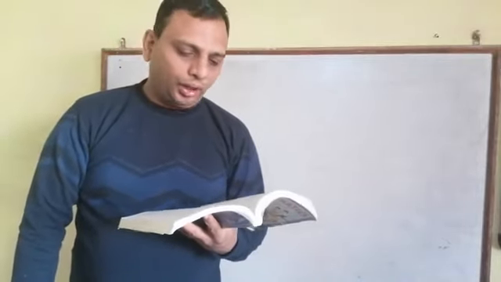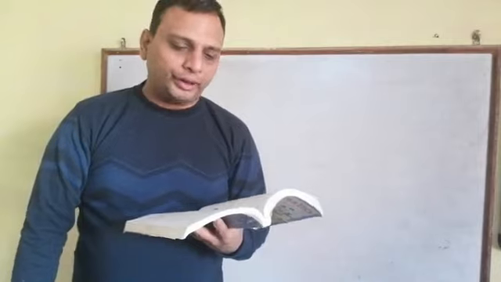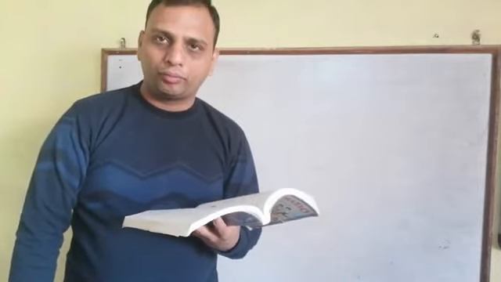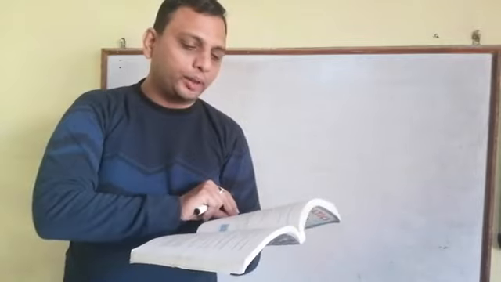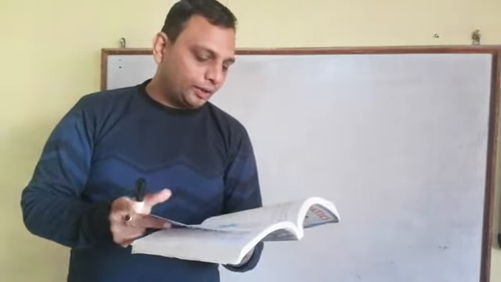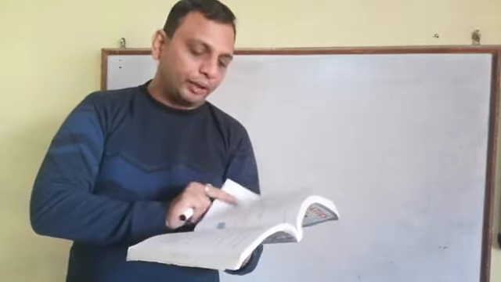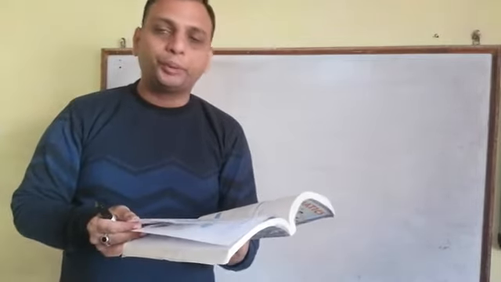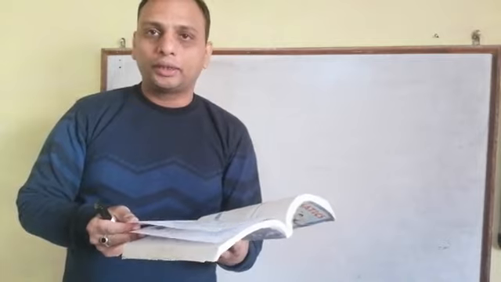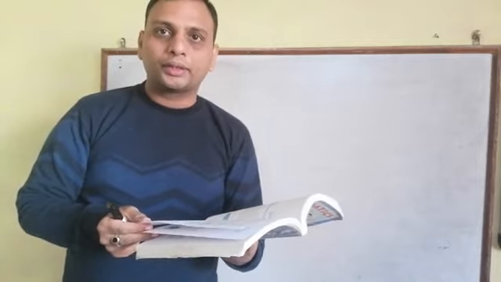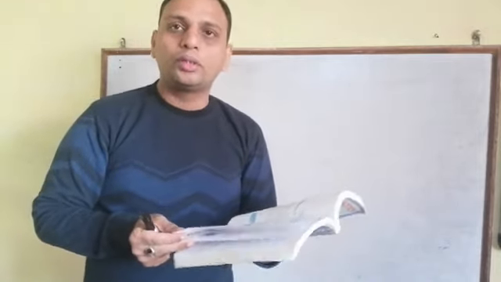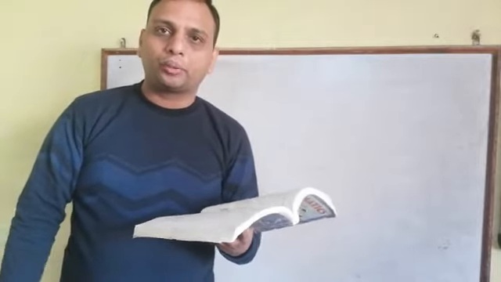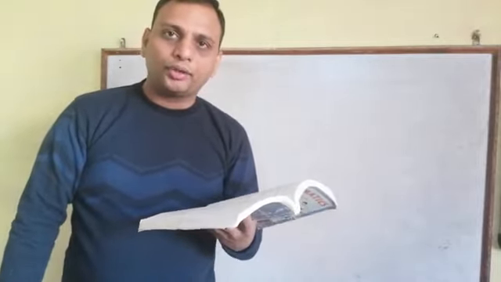Hello everyone. In the previous classes, I gave an introduction to chapter 13, surface area and volume. I told you that there are many solid shapes that we come across, such as the cuboid, cube, cylinder, cone, sphere, and hemisphere. I also explained what a cuboid is and what a cube is.